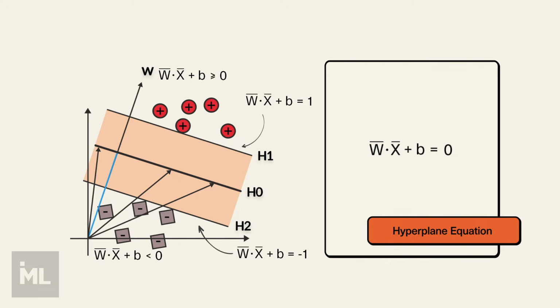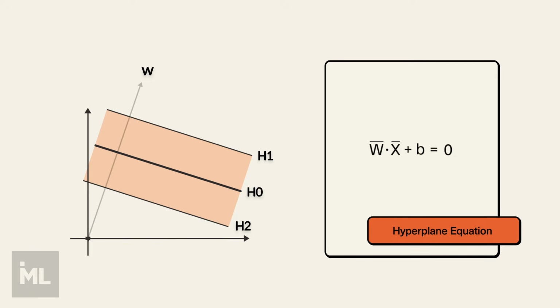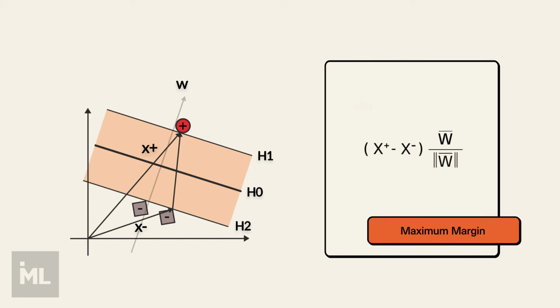To find a way to express the margin or street width here, let's introduce two vectors. One is x negative, a negative sample on the gutter H2, and another is x positive, a positive sample on the gutter H1. Now let's take the difference of these two vectors and dot product it with the unit vector perpendicular to H0, and we can get the expression of the width of the street.